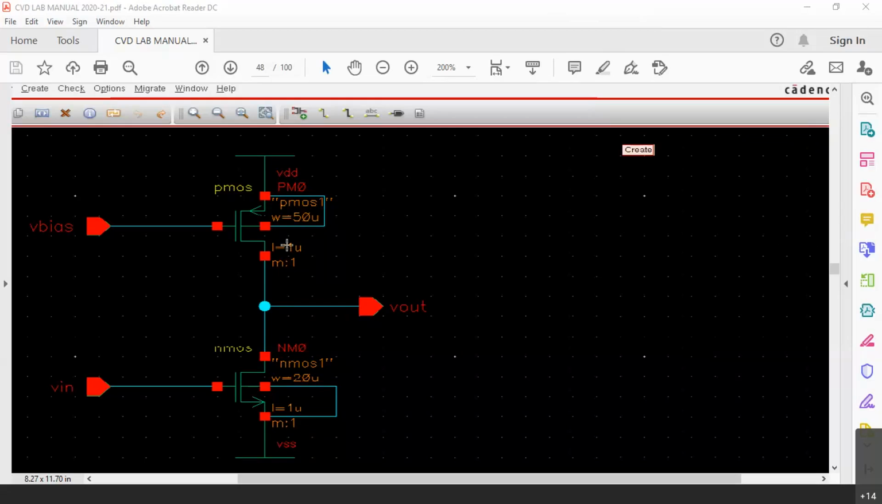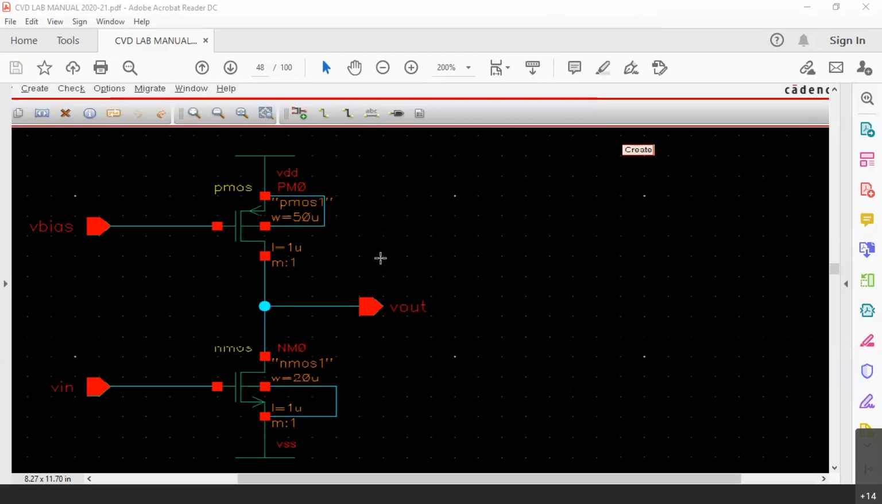Now you can see these dimensions here. NMOS has a length of 1 micrometer and a width of 20 micrometer. PMOS has a length of 1 micrometer and a width of 50 micrometer. Now the width of the PMOS is much larger. This is related to mobility.